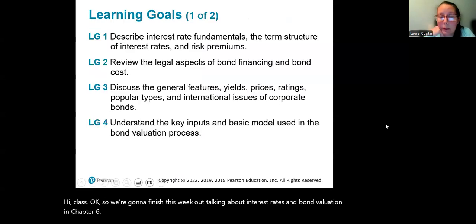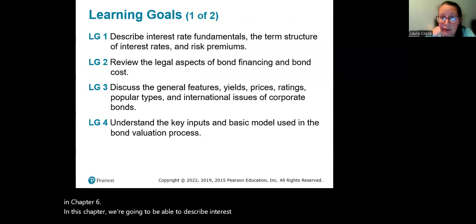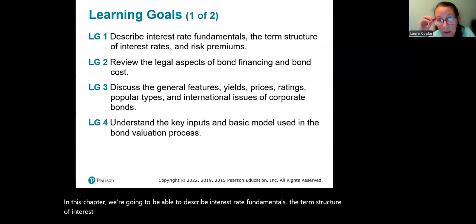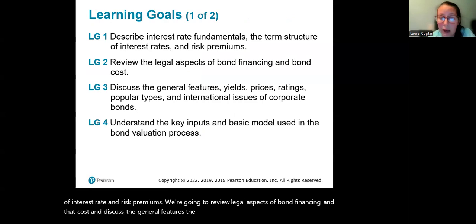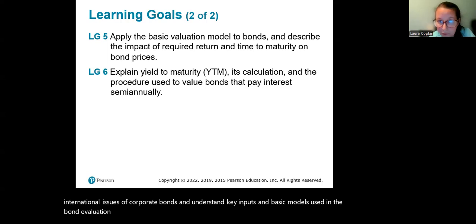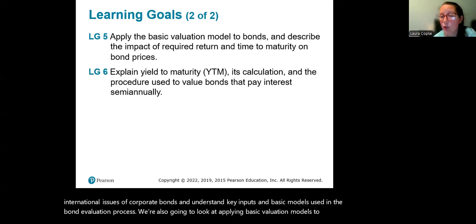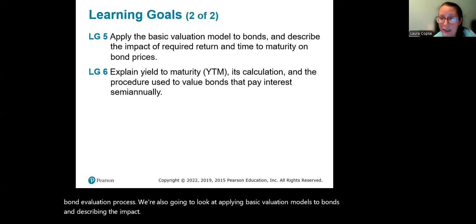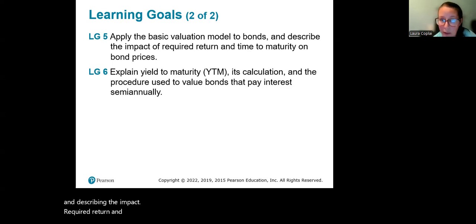In this chapter, we're going to be able to describe interest rate fundamentals, the term structure of interest rate, and risk premiums. We're going to review legal aspects of bond financing and that cost, and discuss the general features, the yields, prices, ratings, popular types, and international issues of corporate bonds, and understand key inputs and basic models used in the bond valuation process. We're also going to look at applying basic valuation models to bonds and describing the impact of required return and time to maturity on those bond prices.